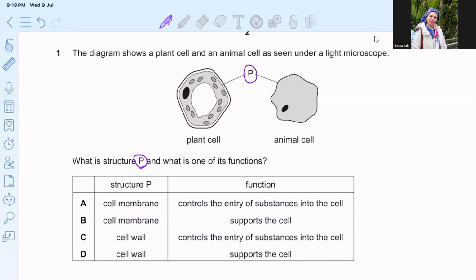Yes, we will cross the cell wall. So we will eliminate C and D. What about its function? Control the entry of substances into the cell or support the cell? Yes, we will cross the support the cell. So the correct answer is the structure P is cell membrane, and its function is controls the entry of substances into the cell. So the correct answer is A.